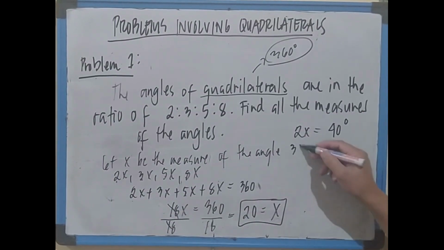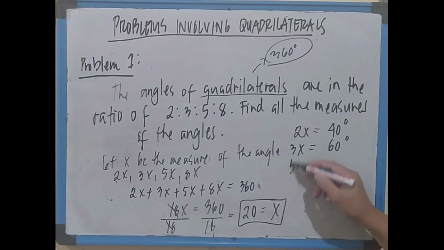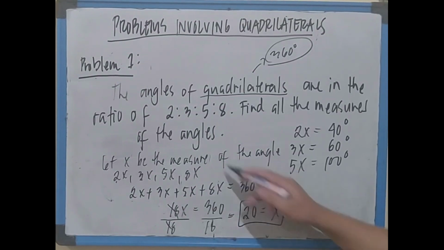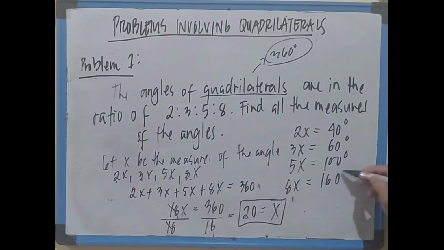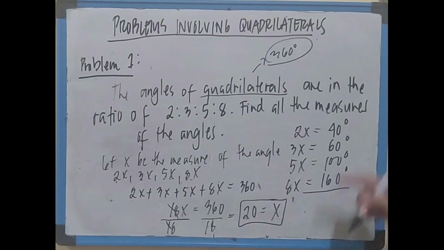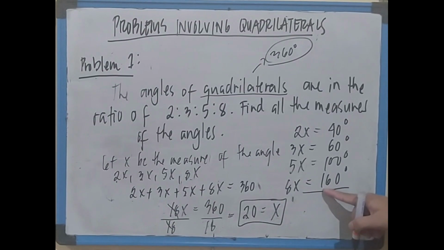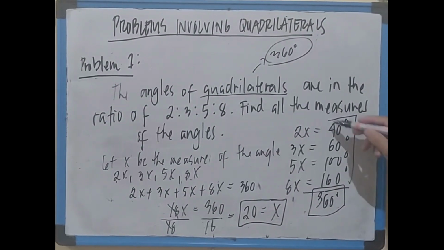The other one is 3x. So we have 3 times 20, we have 60 degrees. We have now 5x, so 5 times 20, we have now 100 degrees. And the last one is the 8x, so we have 8 times 20, we have now 160 degrees. So add them all together, we have 40 plus 60 is 100, plus 100 is 200, then plus 160, we have now 360 degrees. So these are all the measures of the angles.